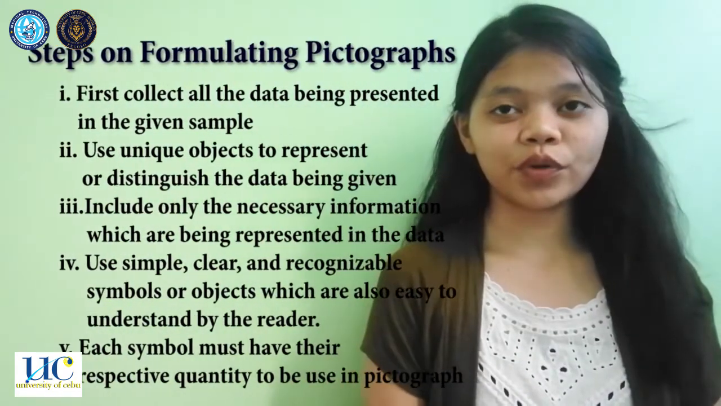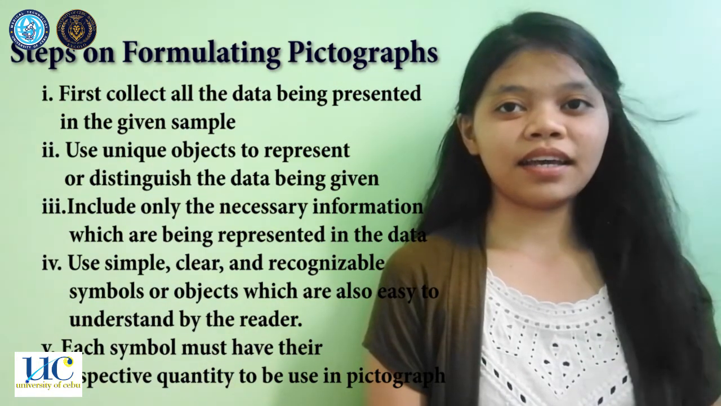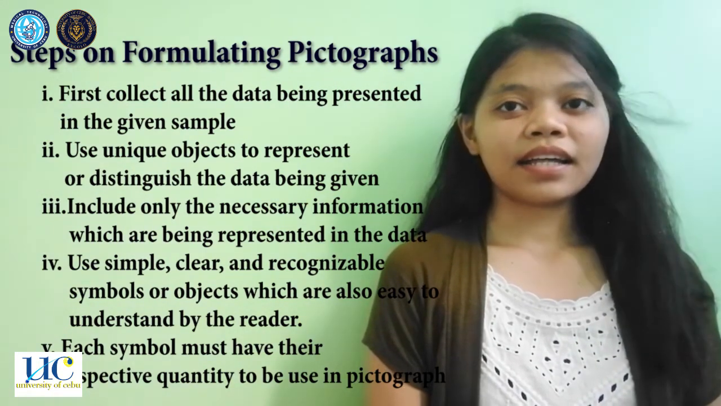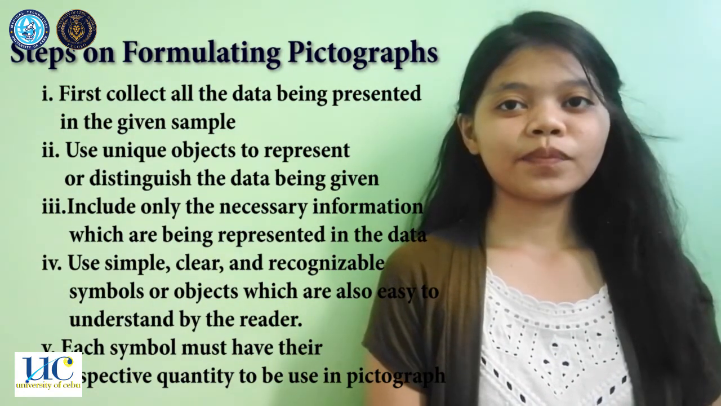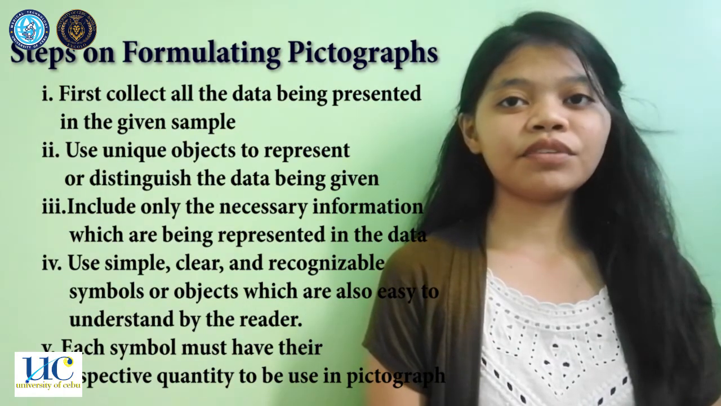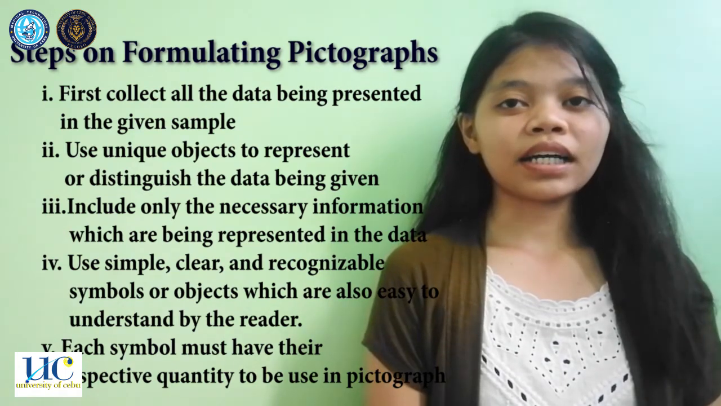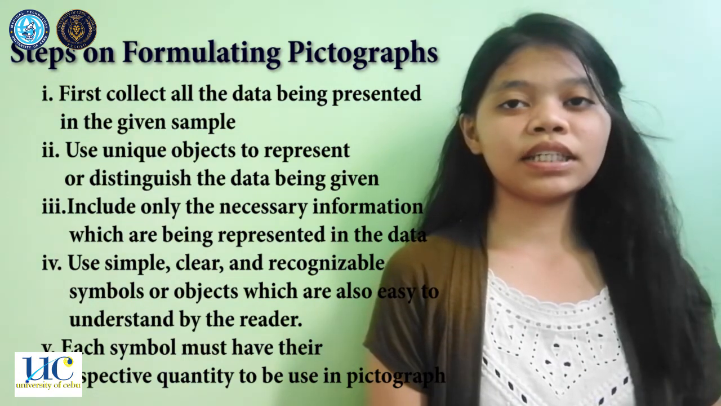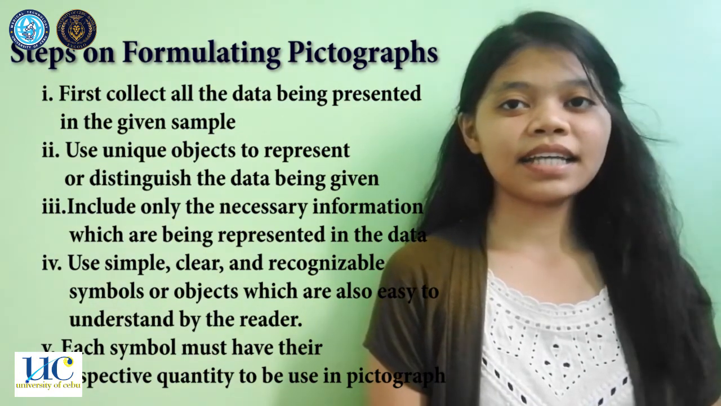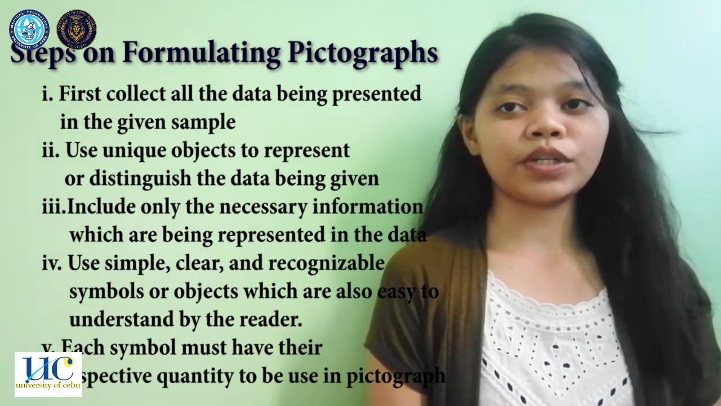So in this part, we will show you the steps on how to make or formulate a pictograph. First, collect all the data being represented in the given sample. Second, use unique objects to represent or distinguish the data. Third, include necessary information which is being represented in the data. Fourth, use clear, simple, and recognizable symbols or objects which are easy to understand by the reader. And last, each symbol must have its respective quantity to be used in a pictograph.